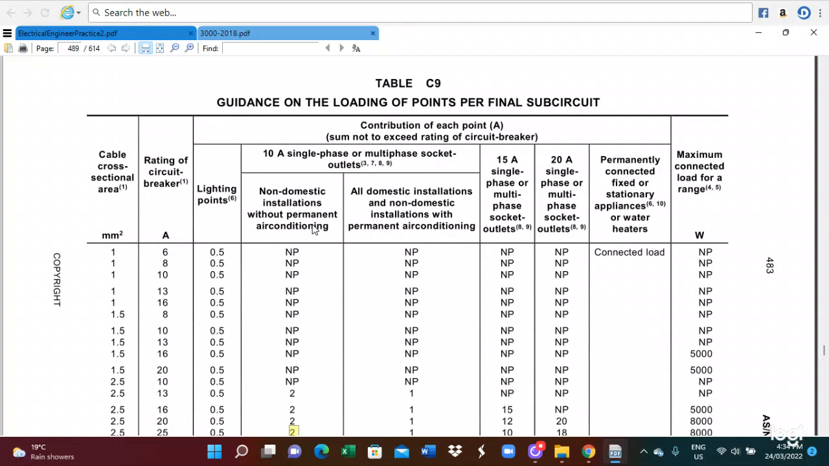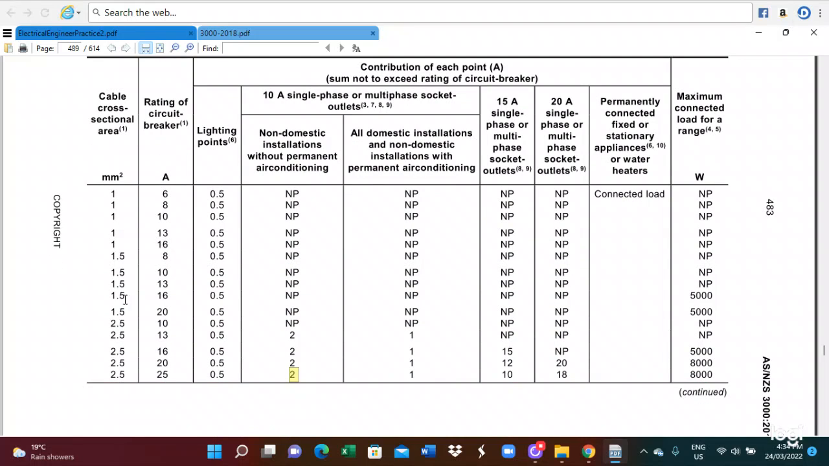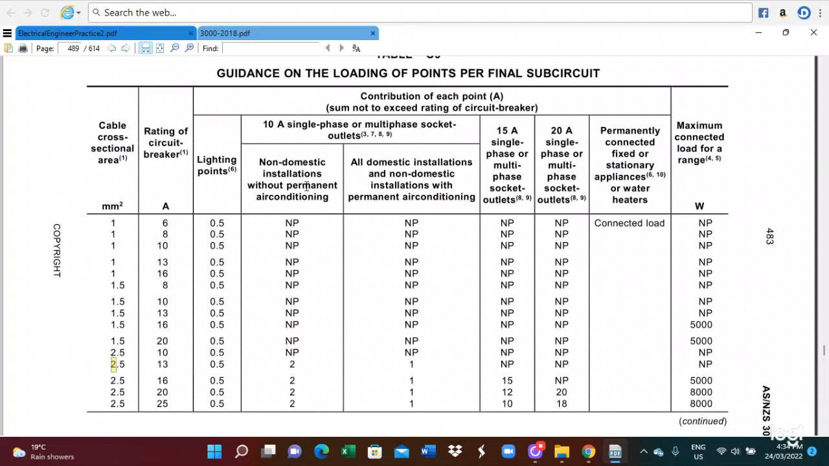In table C9, you can see the cable cross-sectional area and the rating of the circuit breaker. For lighting points, we refer to this column. For a 10 ampere socket outlet without air conditioning, we refer to this column, and for permanent air conditioning, we refer to this column. If you are installing a 15 ampere socket outlet, we refer to this column, and for 20 ampere, this column. This is the way we calculate how many socket outlets and light points can be installed.